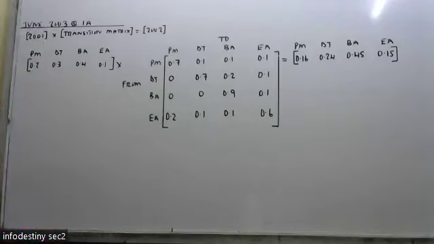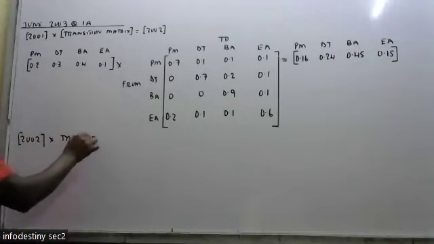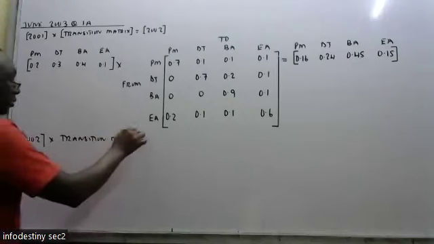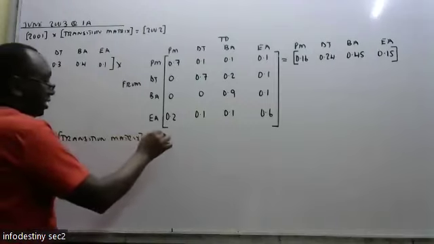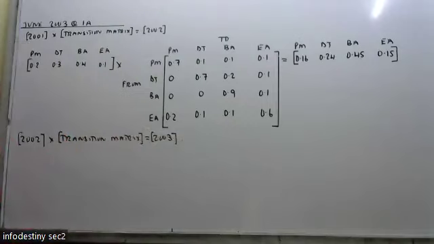So copy that quickly as I do the other one here. Now for the 2002, you multiply by the transition matrix. This now should give you 2003.